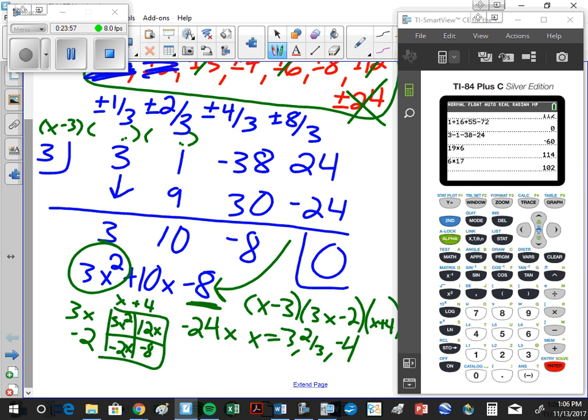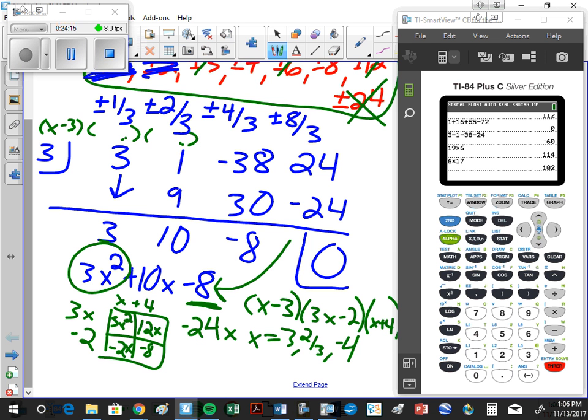Yeah, it's a lot harder to factor that in your head when there's a leading coefficient. And the way I learned it when I was in high school was such a terrible mess. The box is way easier. I wish I would have known it when I was your age. Okay, does that make sense?